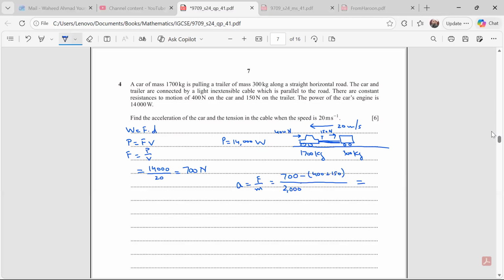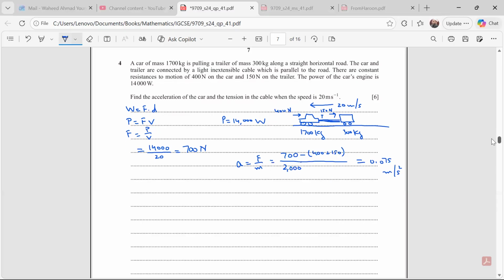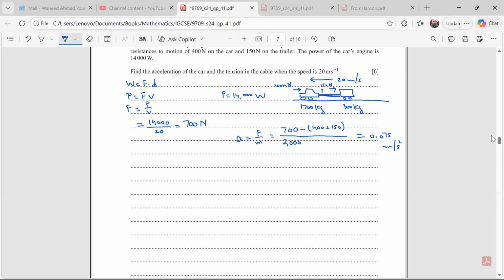And this comes out to be 0.075 meter per second square. Okay, so I have this first one easy. Now we have to calculate the tension in the cable as well. So we need to analyze things in a different way.